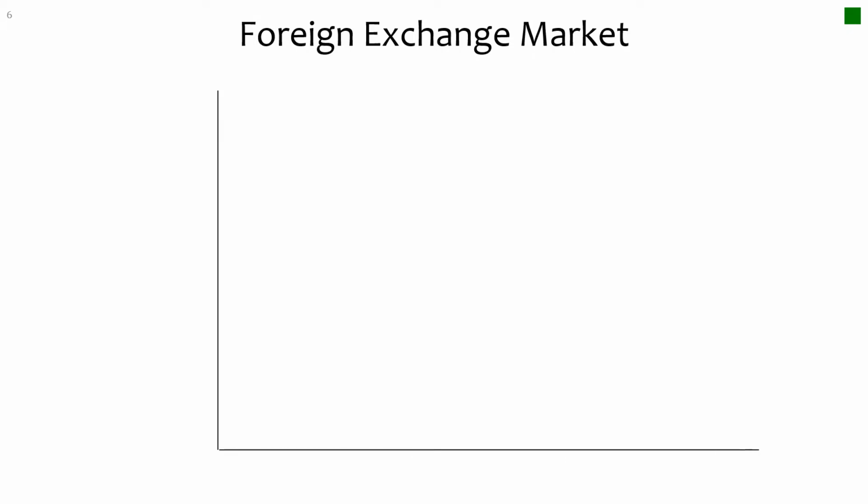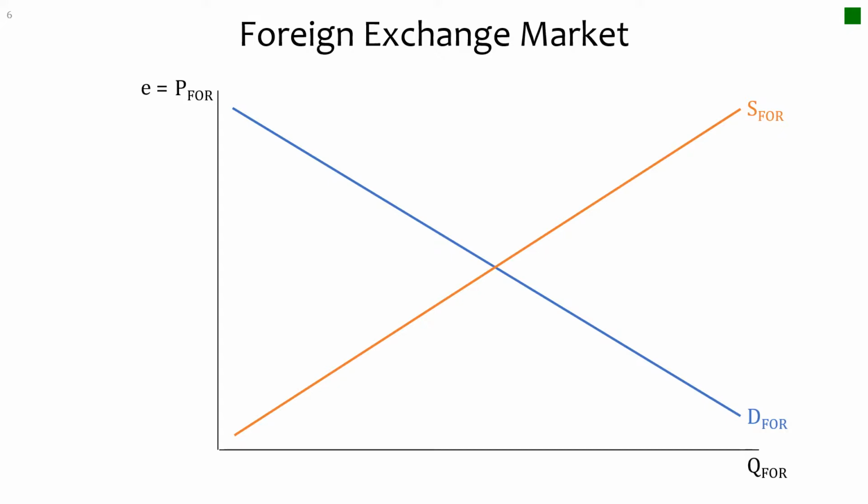Here's something cool and useful, the foreign exchange market. If you remember, whenever we have a market, we are talking about buyers and sellers, which means supply and demand. And we have the quantity on the horizontal axis. In this case, we are talking about the quantity of foreign exchange, the quantity of foreign currency. So if you don't remember what Q is, it stands for quantity. And on the vertical axis, we have the price. In this case, the price of foreign exchange, which is the same as the exchange rate. We have an upward sloping line, which is the supply, and a downward sloping line, which is the demand.